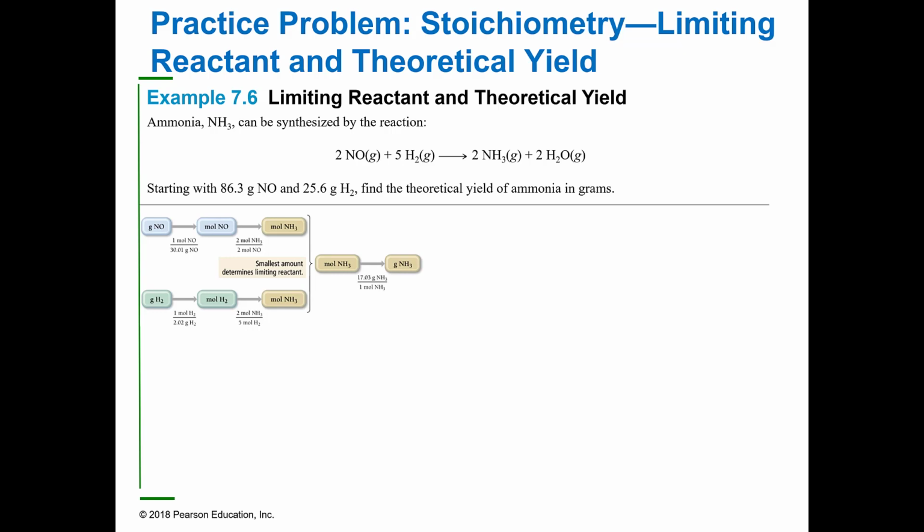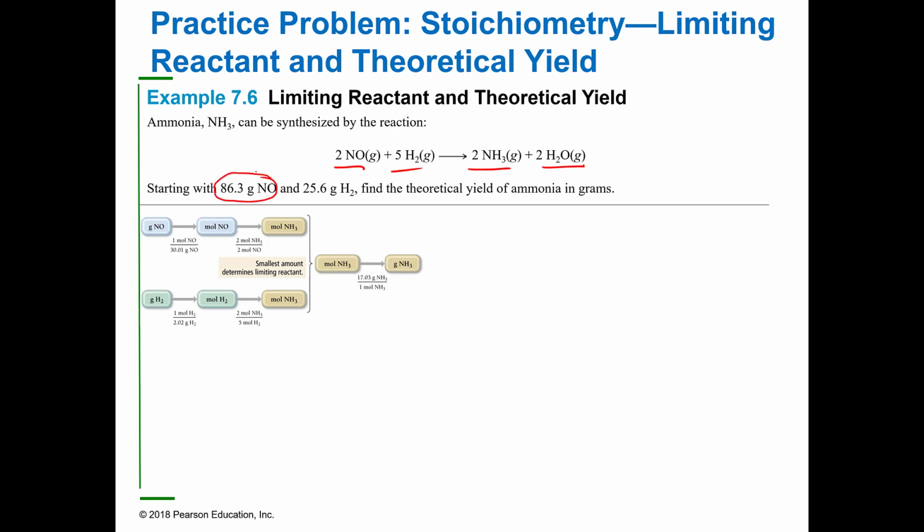Okay, so let's do one. The limiting reactant: ammonia can be synthesized with this reaction. So we've got 2 moles of NO and 5 moles of H2, and we can then make 2 moles of ammonia and 2 moles of water. Okay, you'll know it's a limiting reactant problem when you see 2 things to start with.